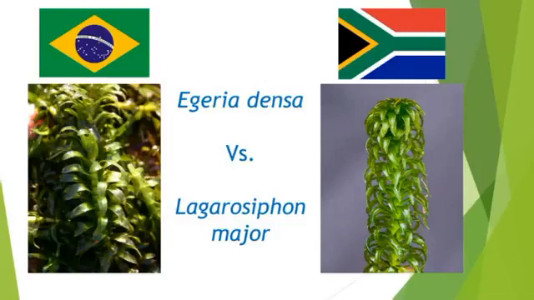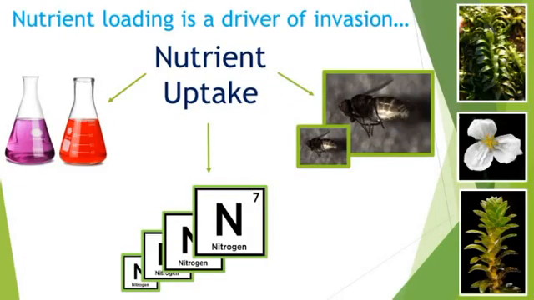So I propose to do a series of competition studies between the invasive Egeria densa and the trophically analogous, native equivalent plant, Lagarosiphon major. Traditionally, competition studies look at growth rates or changes in biomass over time. But I want to look deeper into the plant. I think we have to if we're going to understand and better predict which systems are most vulnerable to this plant. And as Jackie's already mentioned, we all know nutrient loading is a driver of invasion.